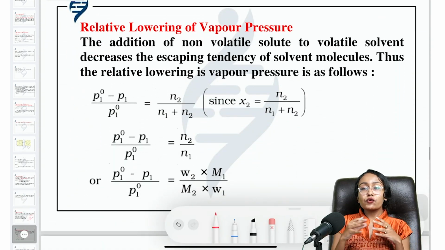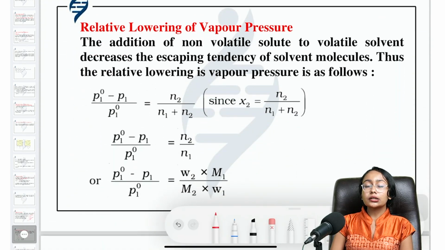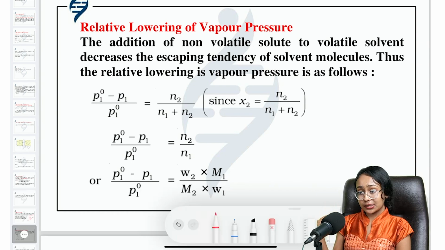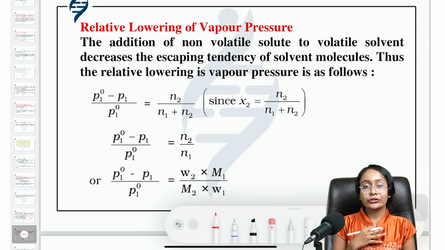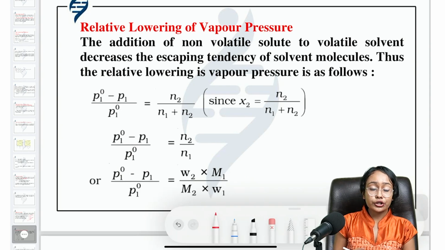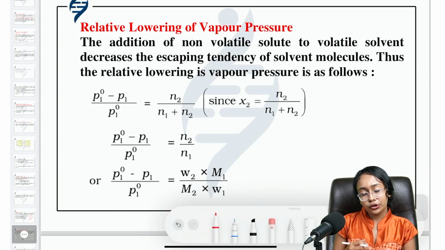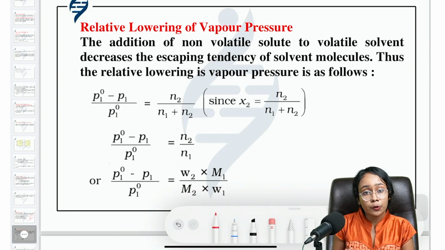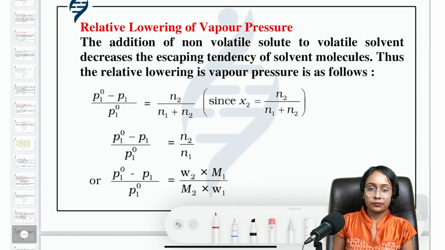In these four colligative properties, you have to learn the titles of these colligative properties. The question will be asked like, which are the colligative properties that the solution has? A solution possesses them, so you need to name them: elevation of boiling point, depression of freezing point, osmosis, relative lowering of vapor pressure. These are the four colligative properties of a solution.